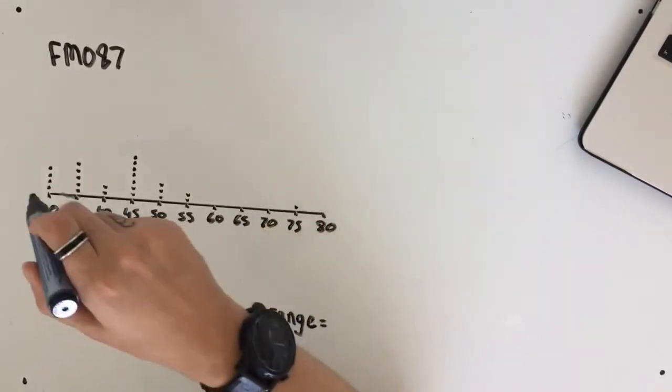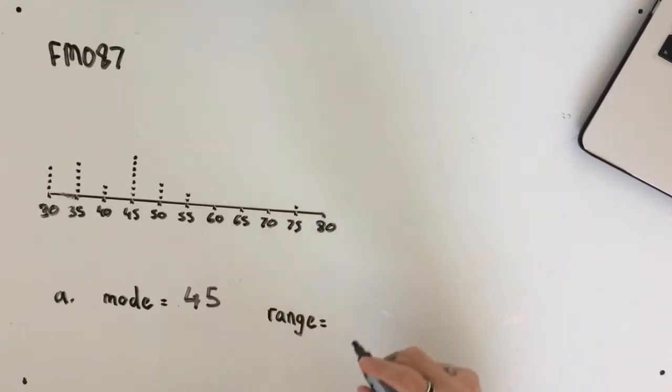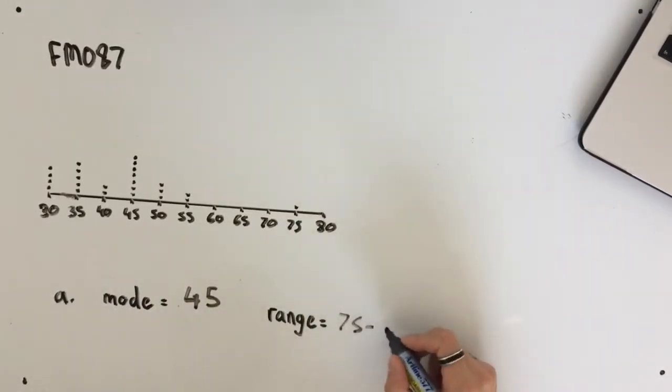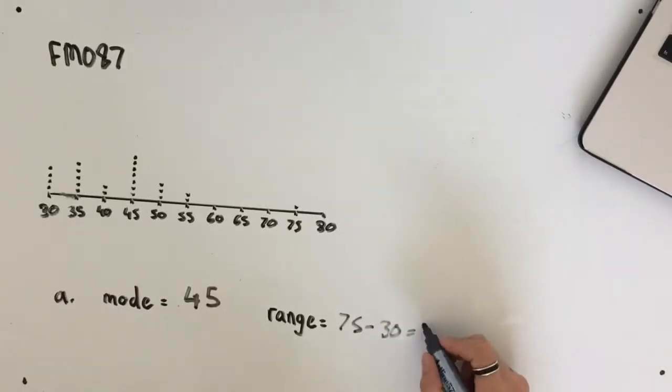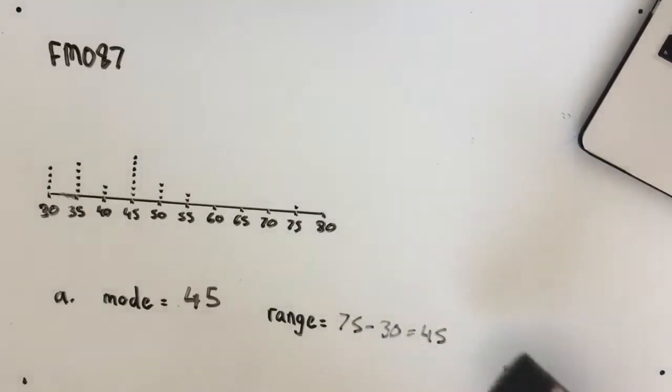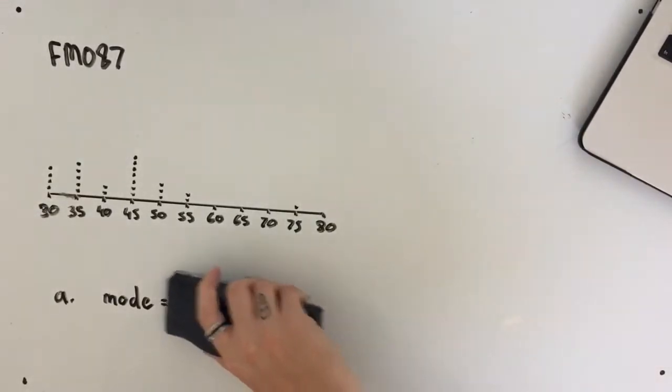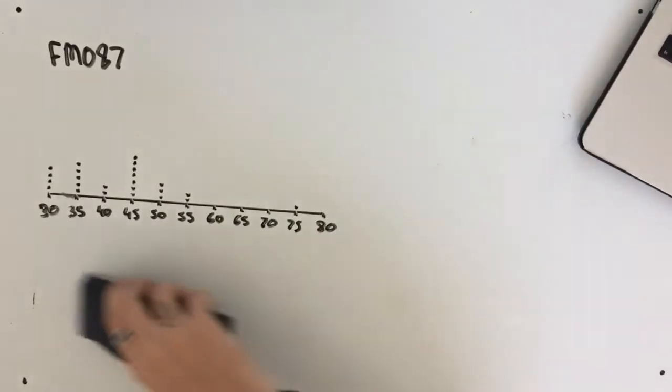And the range, really easy. We take away the smallest value from the highest value. So we take 30 from 75, 75 minus 30, and that's going to give us an answer of 45. Cool.